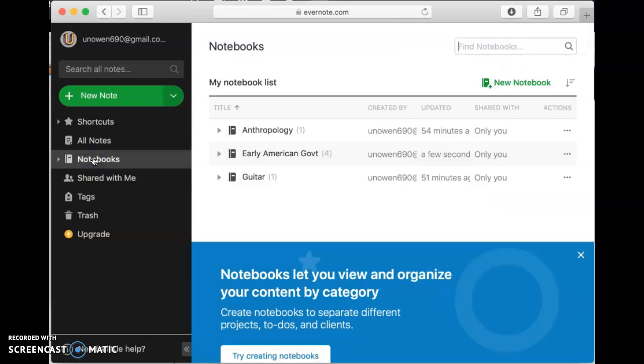So here I have the notebooks that I have set up through Evernote. As you can see, it's a couple different collections of notes relating to my hobbies with guitar, other classes with anthropology, and most importantly, early American government for the theme.